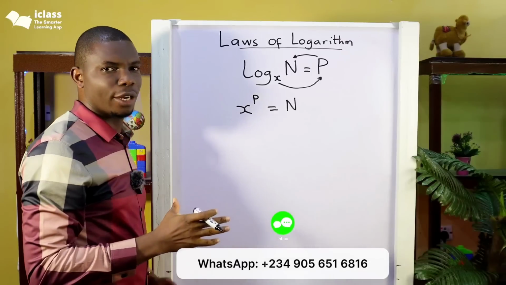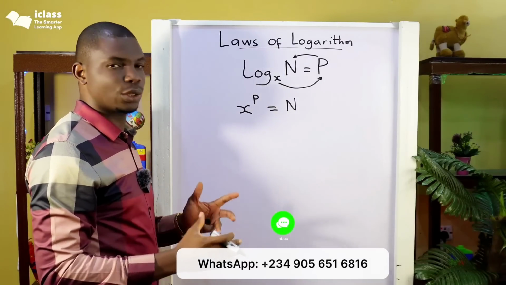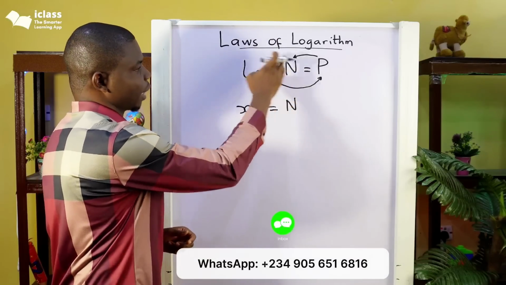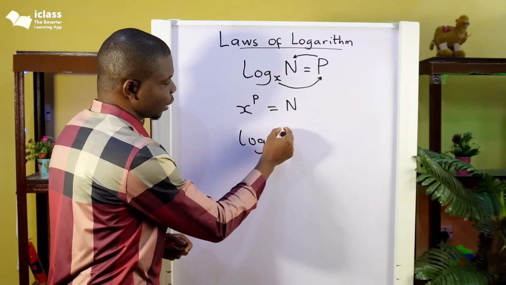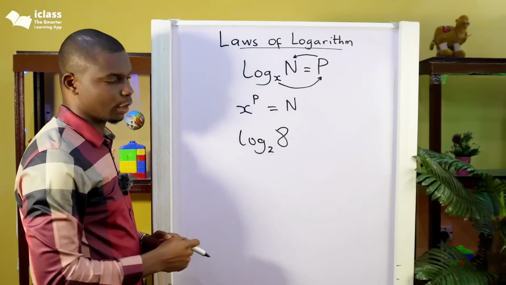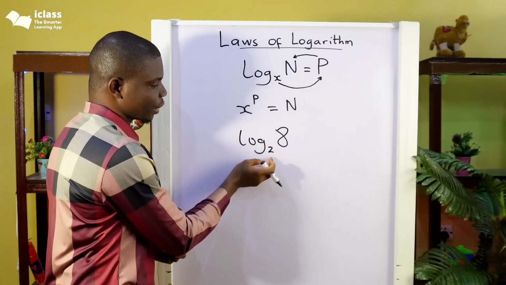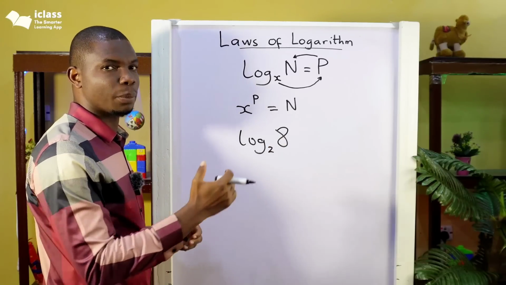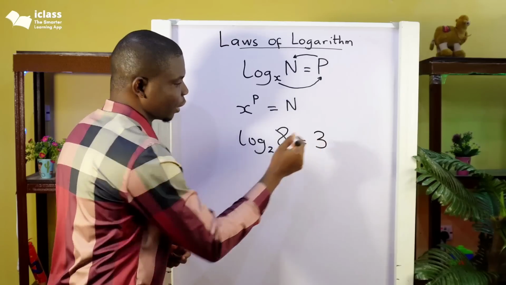Now, it's important you know how to convert between logarithm equation to index equation because it will help you to solve some logarithm problems. So if you have that understanding, then what would this be equal to? Log 8 base 2. You are looking for what power you will raise 2 to get 8. You raise 2 to the power 3 to get 8. That means log 8 base 2 is equal to 3.